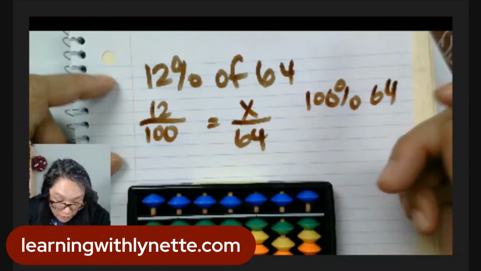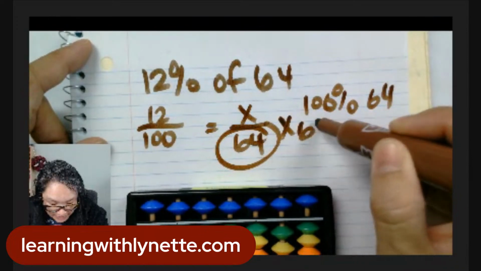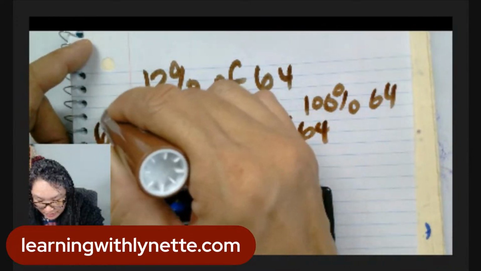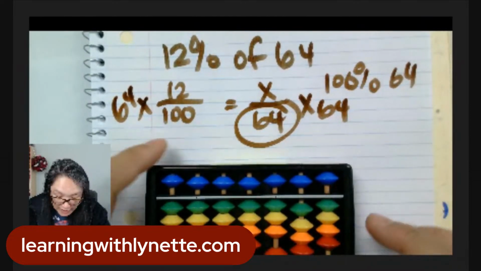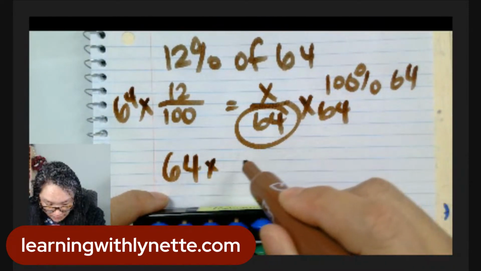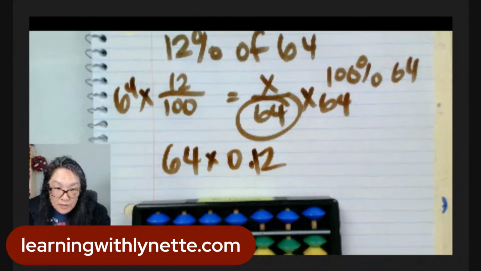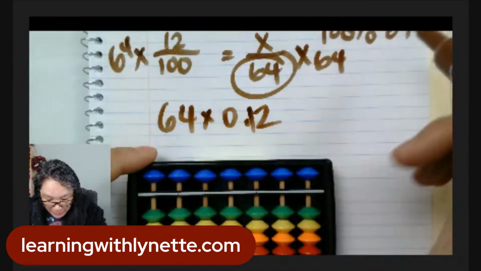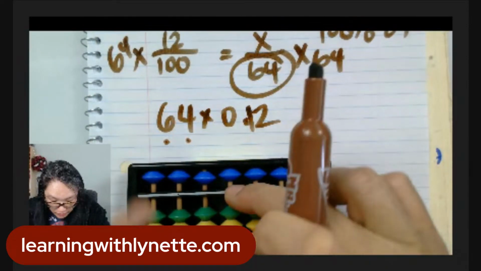So this is algebra, right? What we're going to do is take this and times it by 64. So then we just multiply it out. Now we have 64 times 0.12. When we count it on the abacus, we're counting 1, 2. We have only 2 digits on the abacus. So 1, 2, and we're doing it.